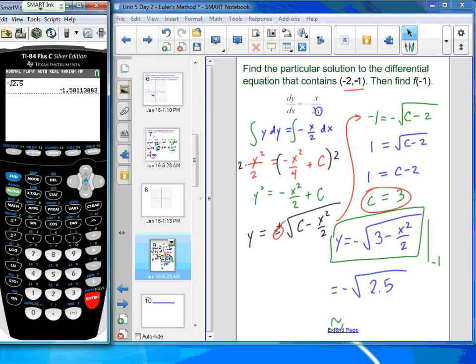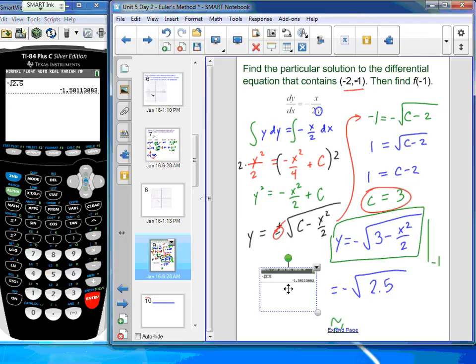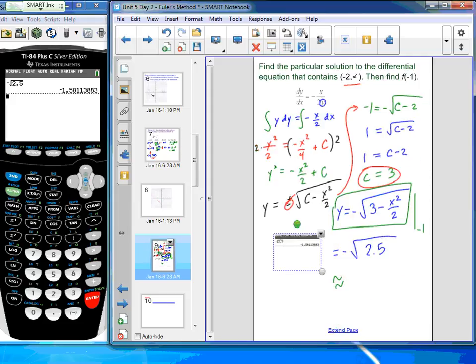Negative 1.58. So we are too low. Well, that's disconcerting. Well, not really. We use a step size of 0.5 units. So think about how we could make this approximation better.